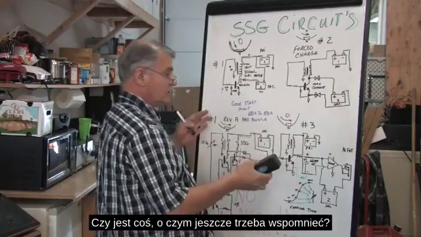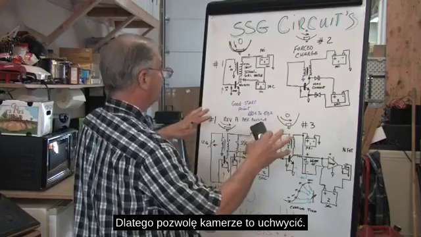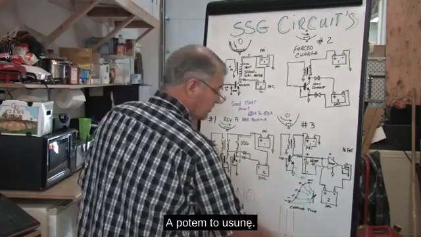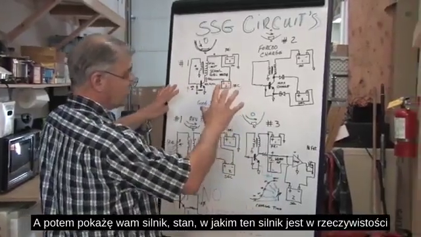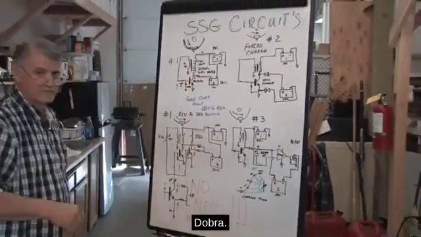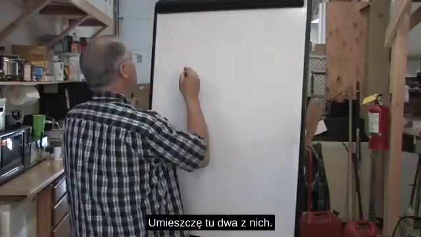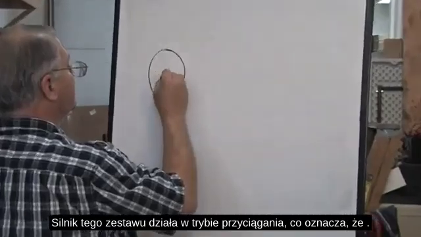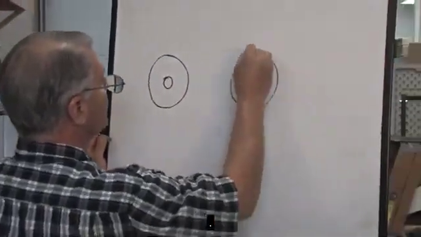Very important. And so I'm going to let the camera get a shot of this. I'm going to back out of the way, and then I'm going to erase this. And I'm going to show you the condition that this motor is actually running in, and I'm going to explain the difference between the two. What I'm going to actually do is show you a top view of the coil. I'm going to put two of them here.